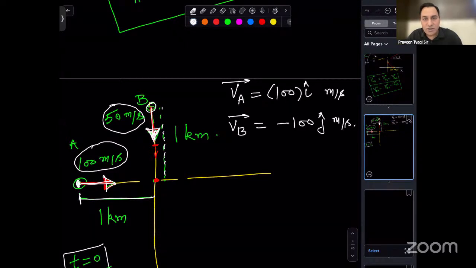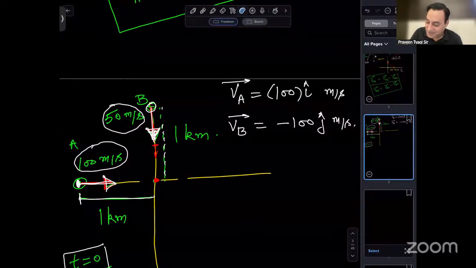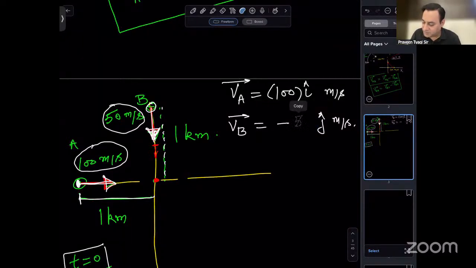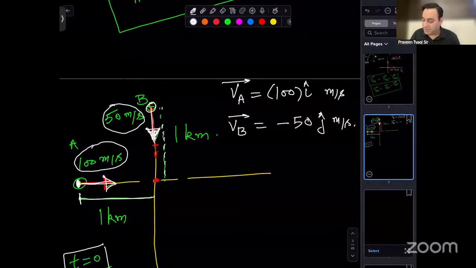Velocity of B will be minus 100 j cap? No, minus 50 j cap. I made this intentional mistake. This will not be 100, this will be 50. So velocity of B is minus 50 j cap. Yes, correct.